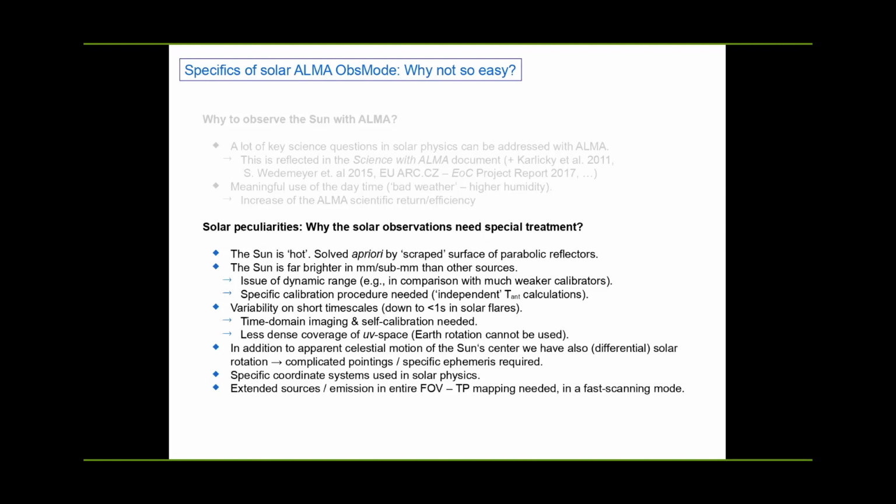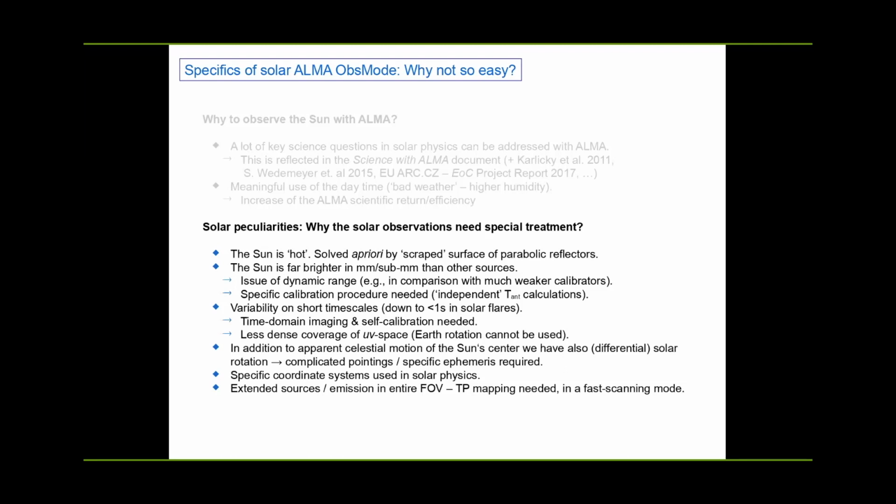What is even worse, we need instantaneous UV coverage, because with a galaxy you can use Earth rotation for aperture synthesis, and UV space is covered by projection of the baselines. We cannot use this because, as I said, the sun is changing. So we need really instantaneous, pretty dense UV coverage. The sun is moving, and not only is it moving in the right ascension and declination coordinate system, but the sun is rotating, and the objects on it are moving even with respect to the solar disk center.